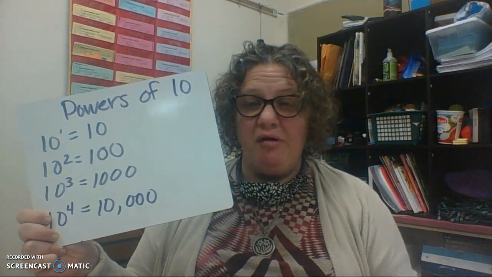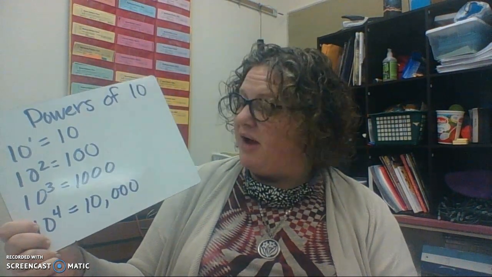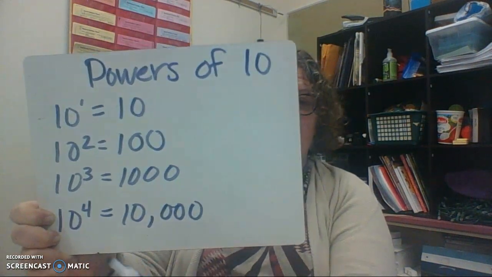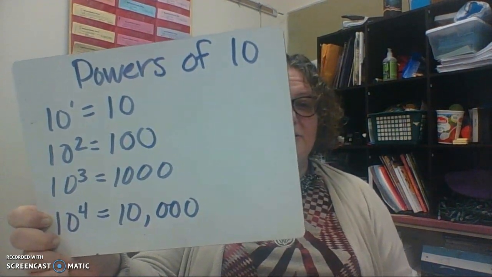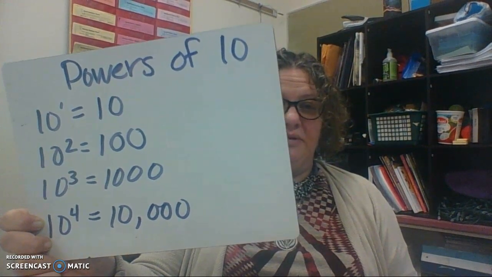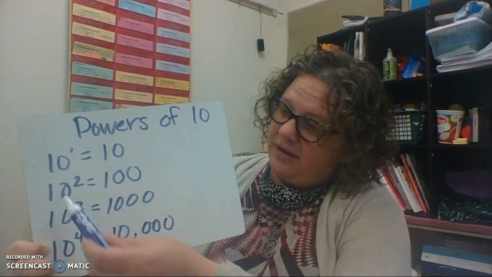So, with the powers of 10, what we're talking about is 10 to the first power, 10 to the second power, or 10 squared, 10 to the third power, or 10 cubed, and 10 to the fourth power. Okay? The way they work is, whatever power it is, that's how many zeros you are going to find. So 10 to the first power is 10 itself.